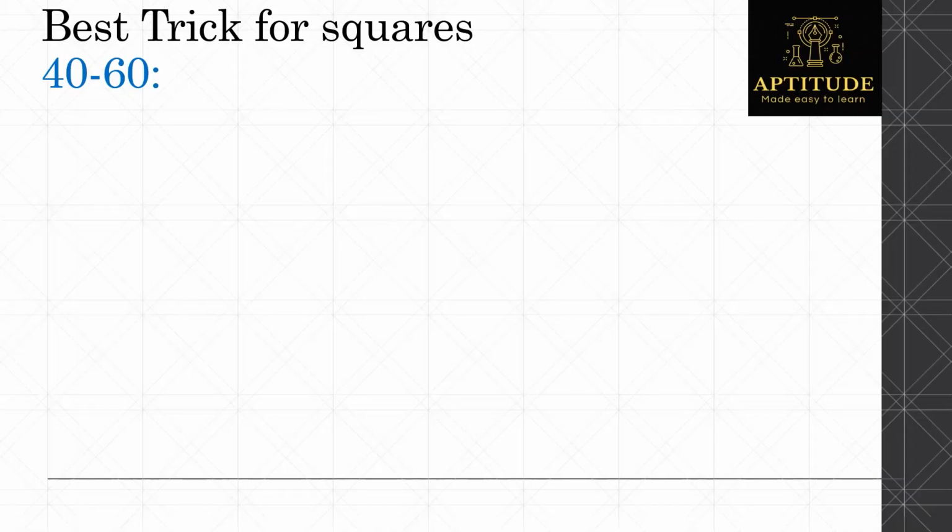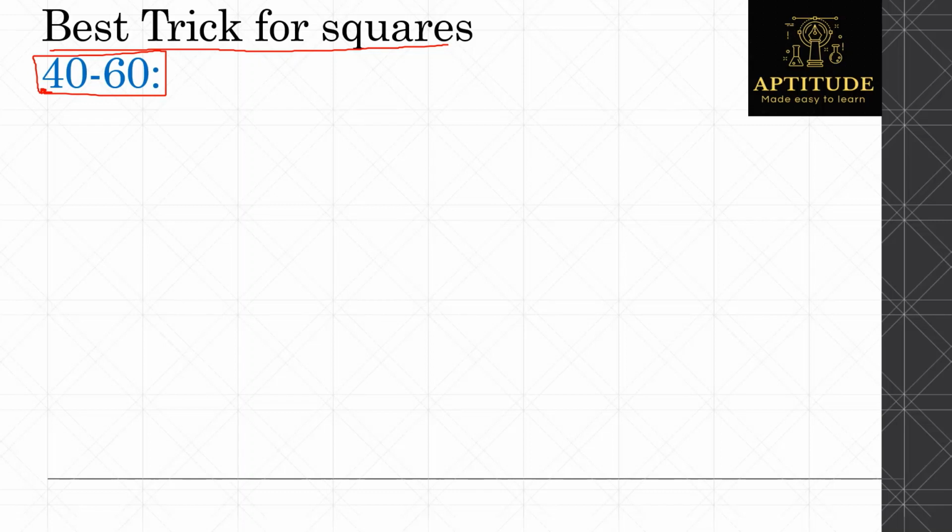Here is the first one. This trick is applicable for numbers ranging from 40 to 60 only. So just remember, you need to use this square trick in order to find squares from 40 square to 60 square. If you have any number in this range, you can use this trick.